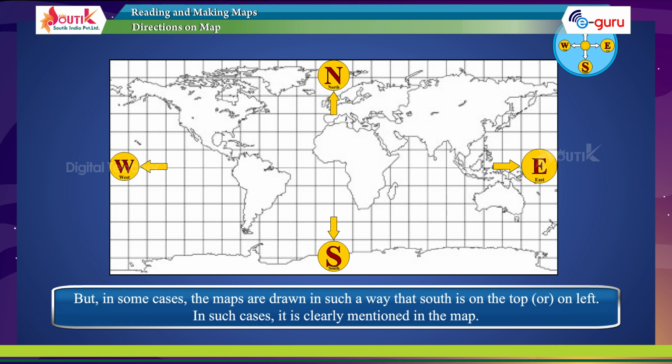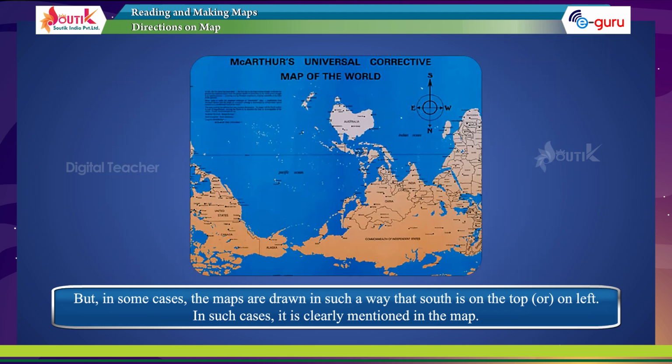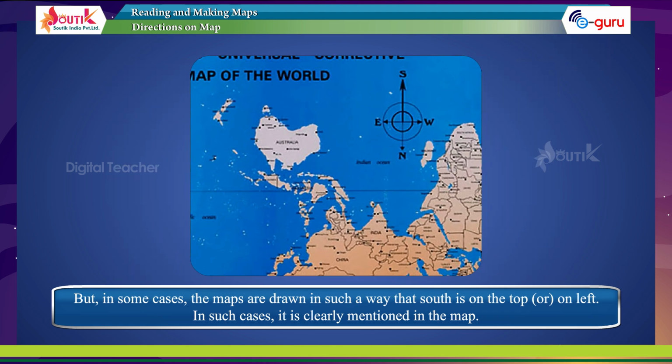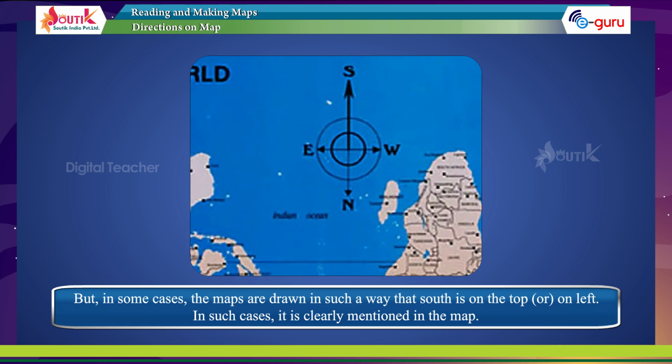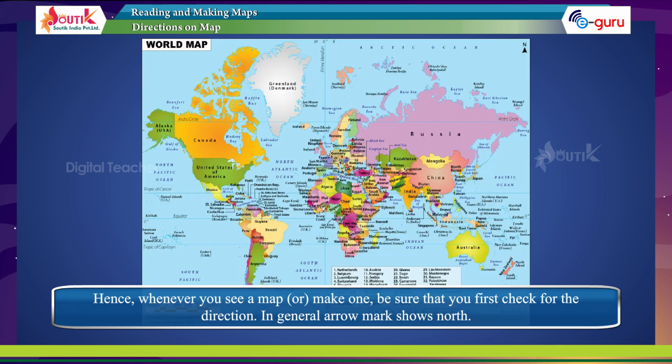But in some cases, the maps are drawn in such a way that south is on the top or on left. In such cases, it is clearly mentioned in the map. Hence, whenever you see a map or make one, be sure that you first check for the direction. In general, an arrow mark shows north.